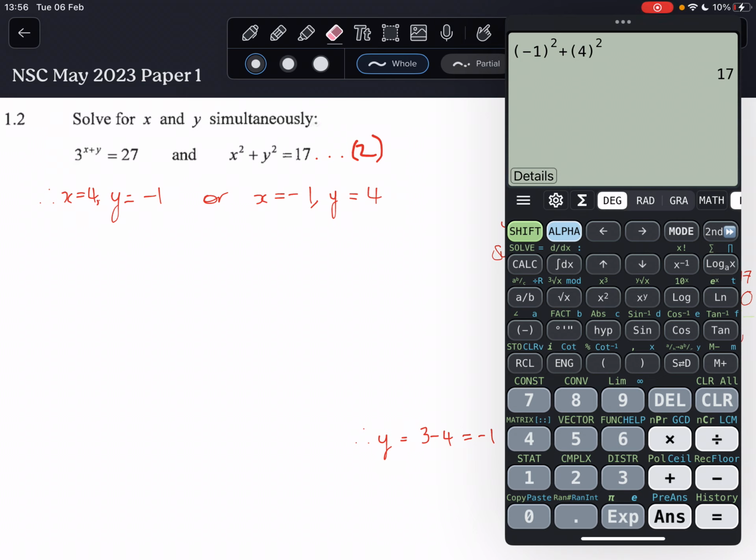I would say knowing those, just having those in your psyche, helps you to spot straight away in a problem like this that, oh, x plus y must be equal to 3 because 27 is a power of 3. Anyway, let's wrap it up over there.